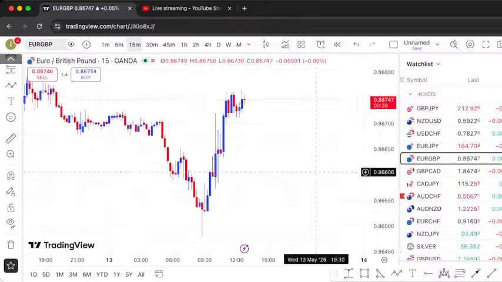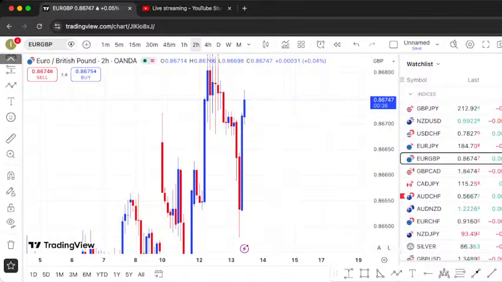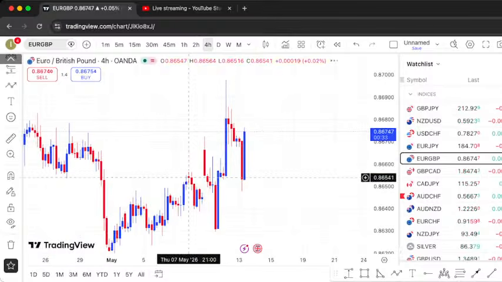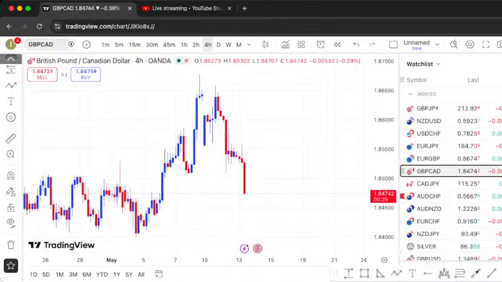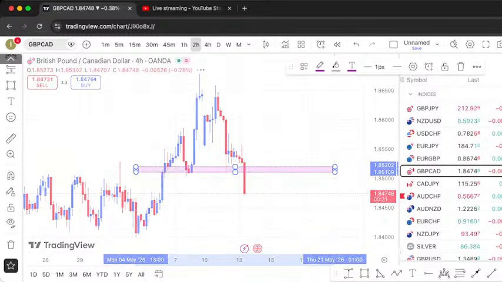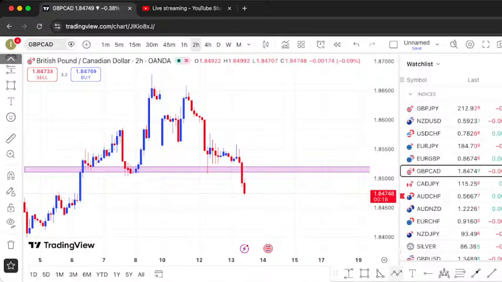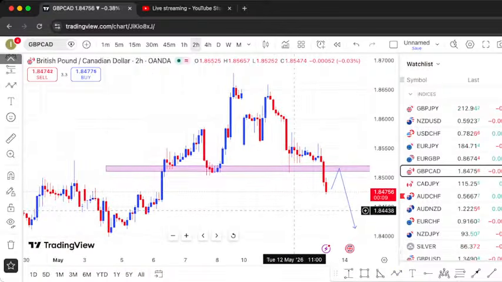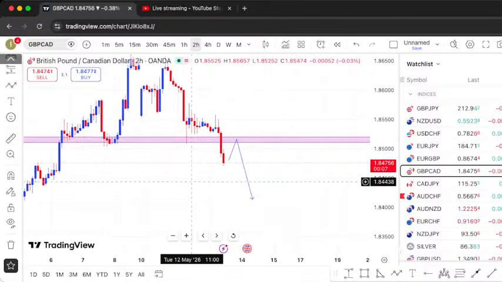Euro GBP, higher time frame, nothing really much on it. Let's go to GBP CAD. GBP CAD, yes, it's 100% bearish. It broke this level, which is a new low there. So just a pullback for more bearish momentum, just a pullback on this zone so that you can have those sells. Just a pullback on GBP CAD so that you can be very bearish on it. That will be very nice sell opportunities on GBP CAD.